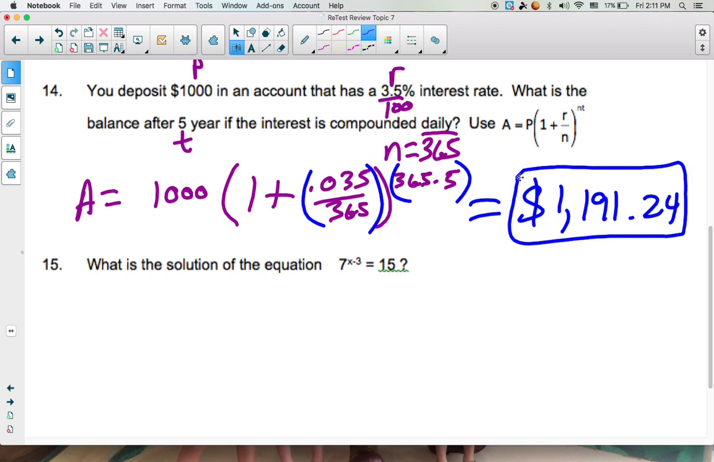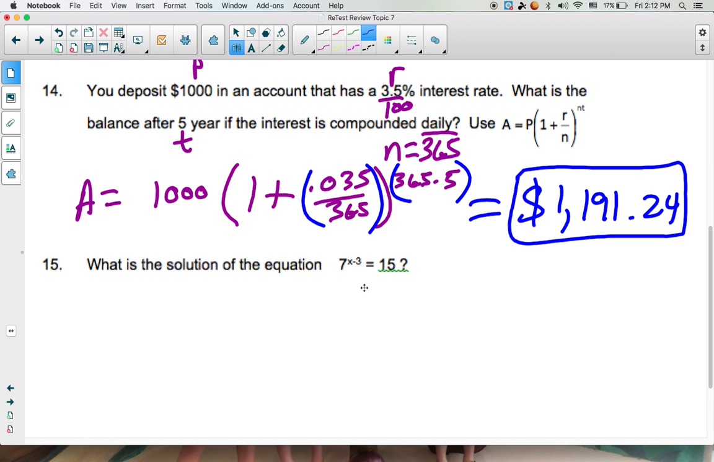Question number 15. What is the solution of the equation 7 to the power of x minus 3 equals 15? Now, one way to solve an exponential equation like this is to rewrite the bases to be the same. So 7, or is there 7 to some power that gives me 15? There is not a number that we can think of, no whole number. So we can't rewrite the base.